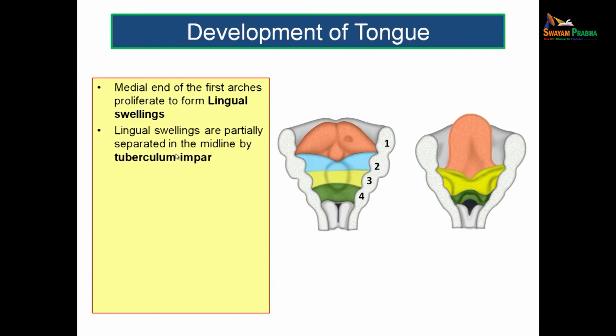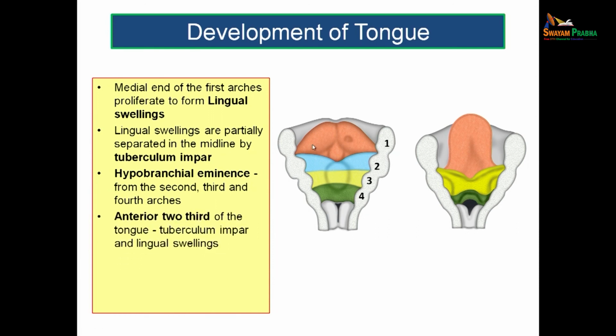Now the lingual swellings are separated in the midline. They are not allowed to fuse completely. They are separated in the midline by another swelling, and that is known as the tuberculum impar. Now the hypobranchial eminence is yet another swelling seen posteriorly, and it is derived from the second arch, third arch and fourth arch. Just concentrate on this region, that is the blue colored, yellow colored and green colored region. These are the three arches, second, third and fourth arches, and from these three arches you have the formation of the hypobranchial eminence.